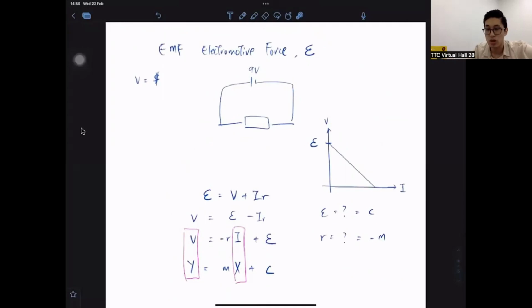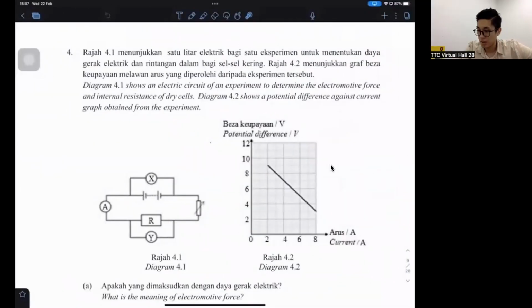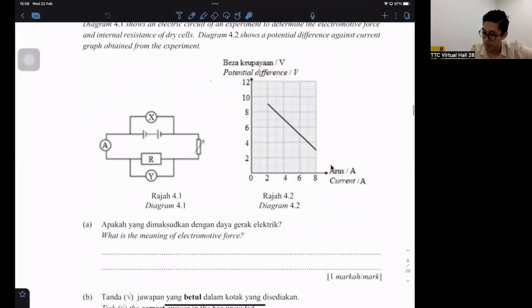Then next, we will look at some of the questions from the trials. Okay, so this is a Malacca trial paper, question number 4, paper 2 lah, of course. So here we have an electric circuit to do an experiment to determine electromotive force and internal resistance of the dry cell. Okay, so this graph is a graph of potential difference, voltage, against current, amperes, from this experiment.